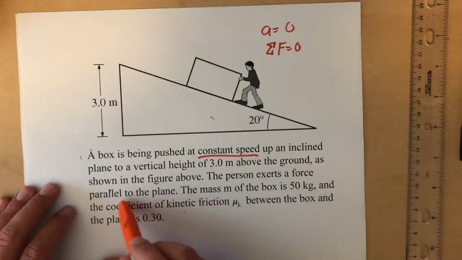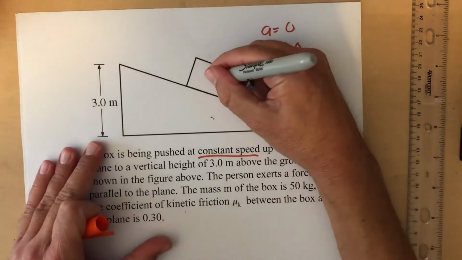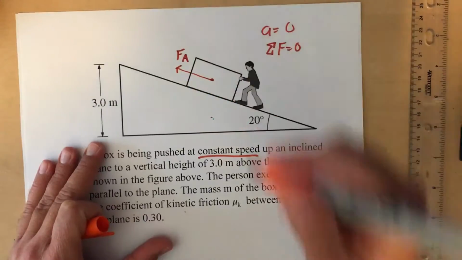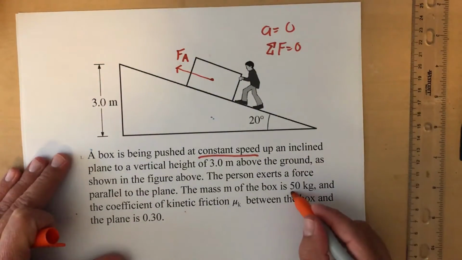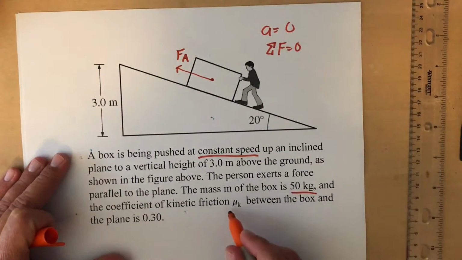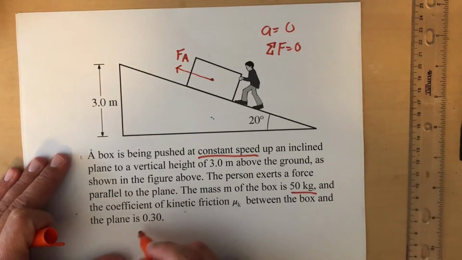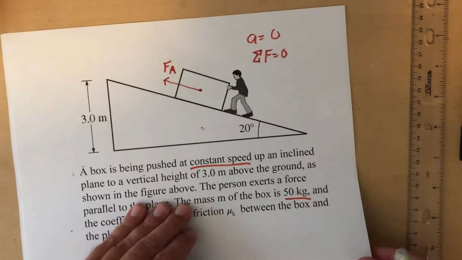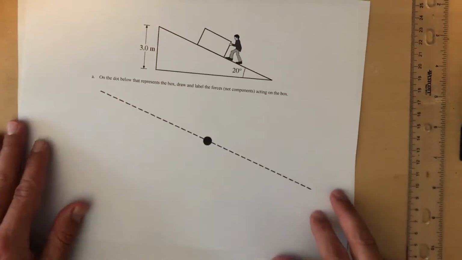So the person exerts a force parallel to the plane, which means that they are pushing this way. You could call that force applied or the push or whatever. The mass of the box is 50 kilograms and the coefficient mu sub k between the box and the plane is 0.3. So both of those things are going to be important later. First thing they want us to do here is draw a free body diagram like this.